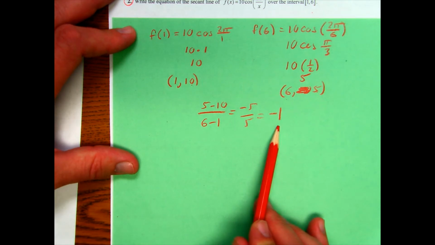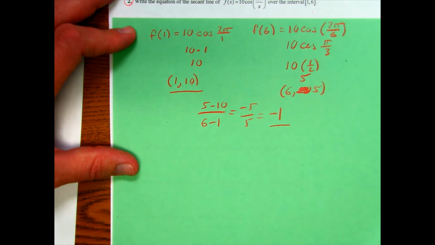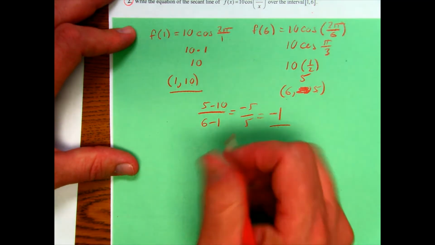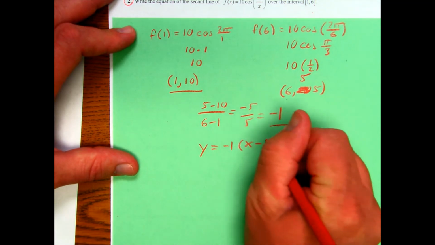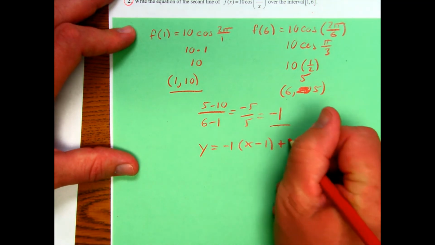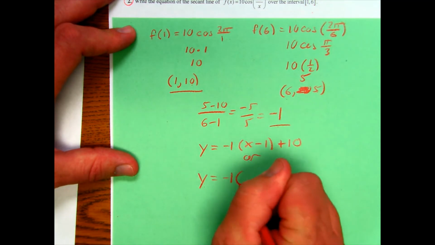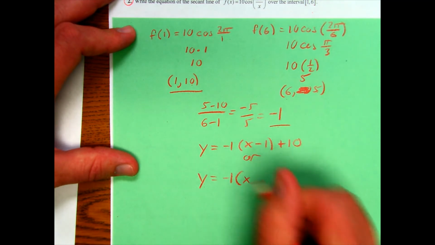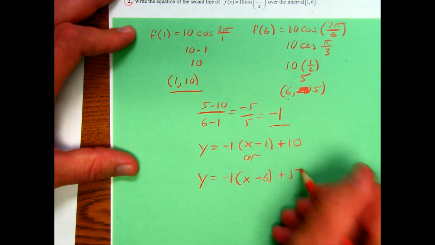Now we're going to take that slope, one of those 2 points, and write an equation of a line. So y is equal to m times x minus x1 plus y1, or y is equal to negative 1 times x minus 6 plus 5.